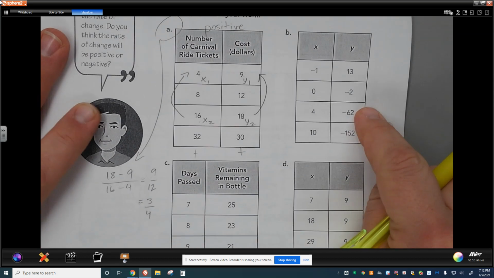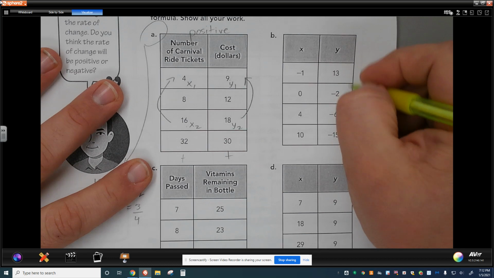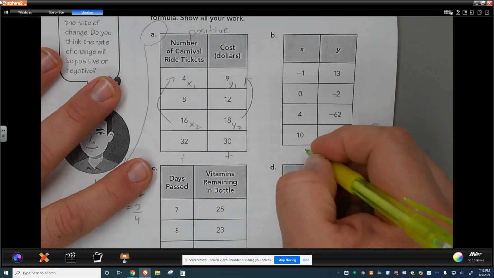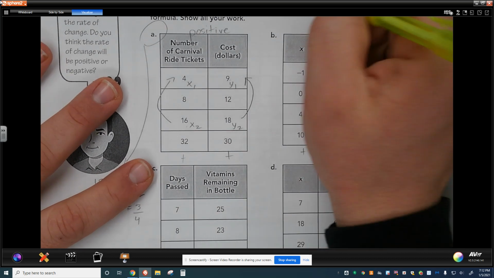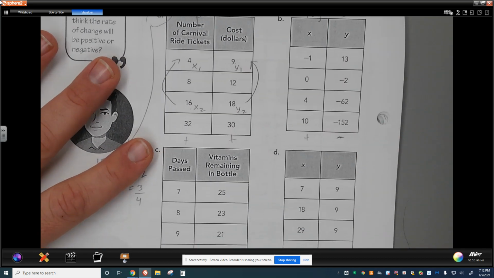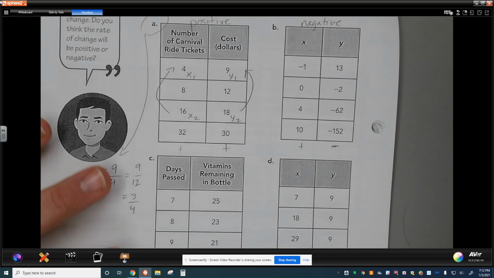Okay. Letter B is talking about this. The change in y, we see a decrease in y, while we see an increase in x, and a negative divided by a positive is a negative. So the slope for letter B would be a negative slope. And we can see that simply by finding the change in y over the change in x.